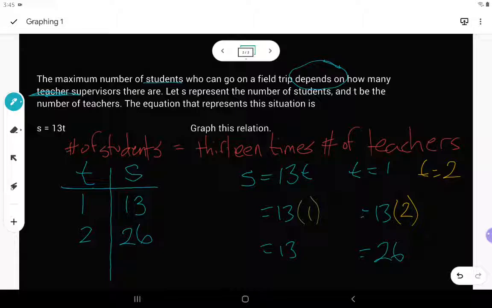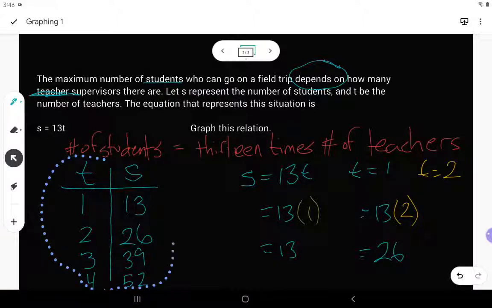Okay? And now you might notice, if I add 1 teacher, I can add 13 more kids. And so I could keep filling in my table of values. Add 1 more teacher to go from 2 teachers to 3. Add 13 more students to go from 26 to 39. And then next would be 4 and 52. Okay? So that would be how we would get our table of values.